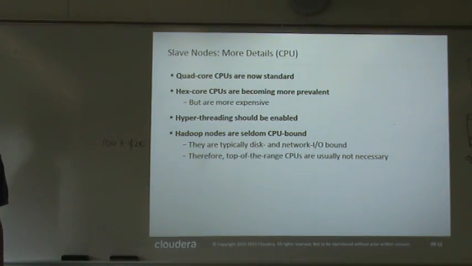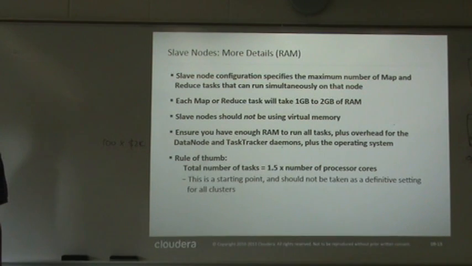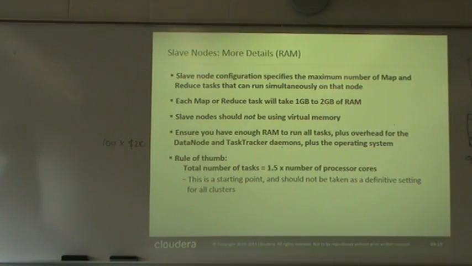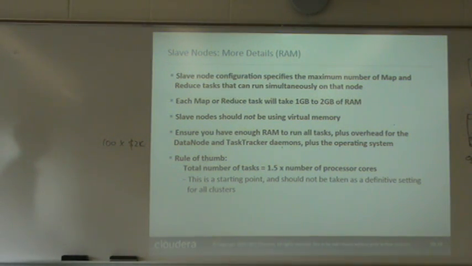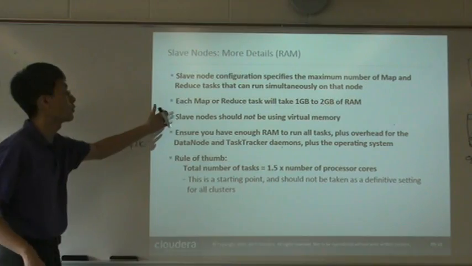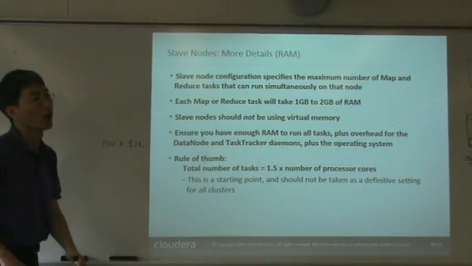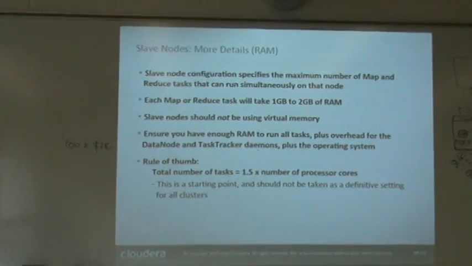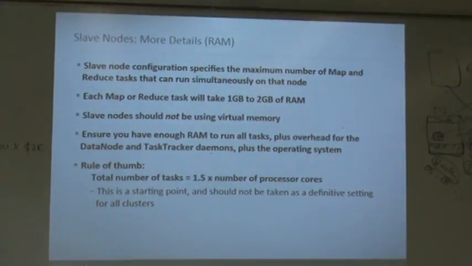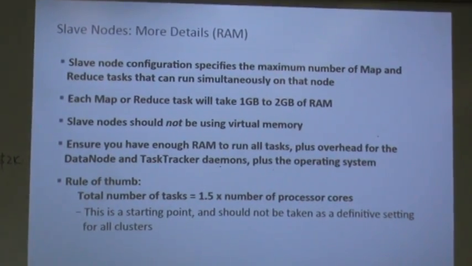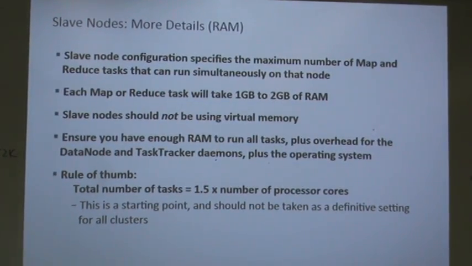So quad core is no. However, you'd better have the bigger size of the RAM, memory. At least, for example, each map or reduce task will take 1 to 2 gigabytes of memory, because it's running on the Java virtual machine, which means all the data will be stored in the Java virtual machine memory.